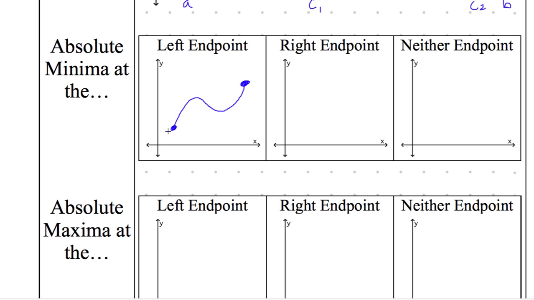Draw a continuous function, not necessarily differentiable, that has a rightmost endpoint for the absolute minimum. What do you guys get? How creative are we? Hey, Ben's got some sharp corners. Lots of curves. I like it.